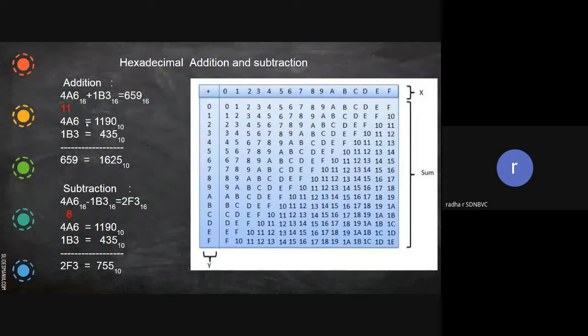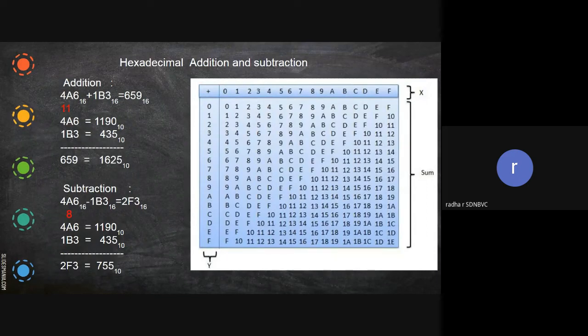Okay, so now with this in mind, we'll go here. 6 plus 3, no problem, 9. Then A plus B. So what will you have? A plus B is 15 equivalent. After B, you have to count up to 16. So when you say B, please count up to 16 digits.